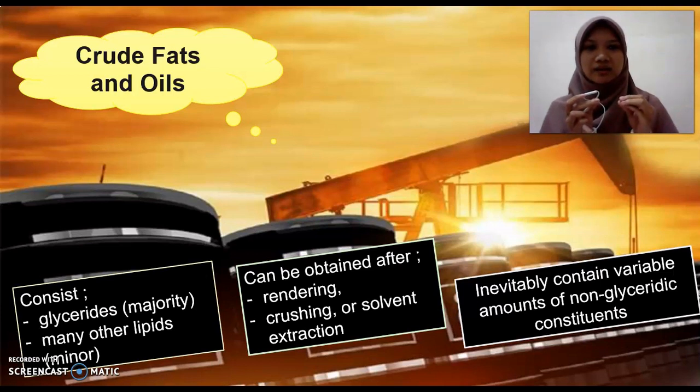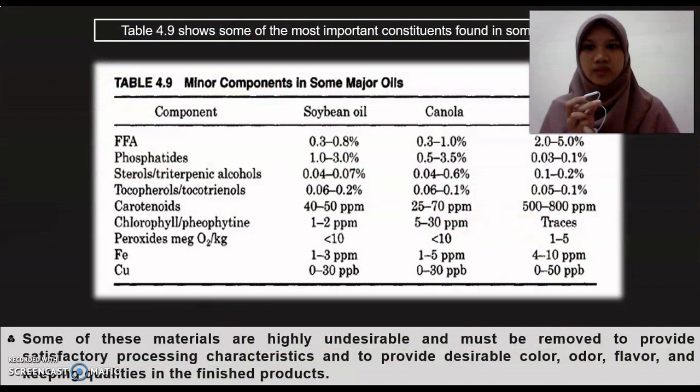But even though we do the process, it will contain a variable amount of non-glyceridic constituents. For example, this table shows the non-glyceridic constituents, which are free fatty acid, phosphatide, steroid, carotenoid, and other metals such as ferrum and cuprum. Some of these materials are highly undesirable, and we have to remove them in order to get good processing characteristics.